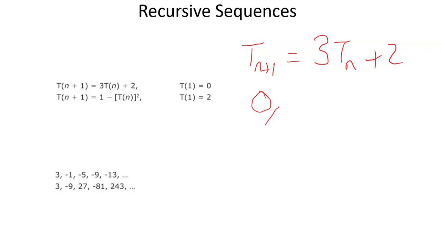The second term: if we put the first term in here, that's t1, which is 0. Then t of 1+1, that's t2, the second term, is 3 lots of the first term plus 2. So 3 times 0 is 0, plus 2 is 2. If we do that again, we'll get the third term. If we put the second term in here, the third term is 3 times the 2, which is 6, plus 2, which is 8.